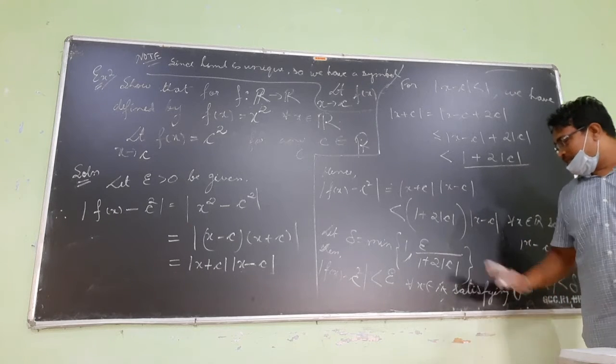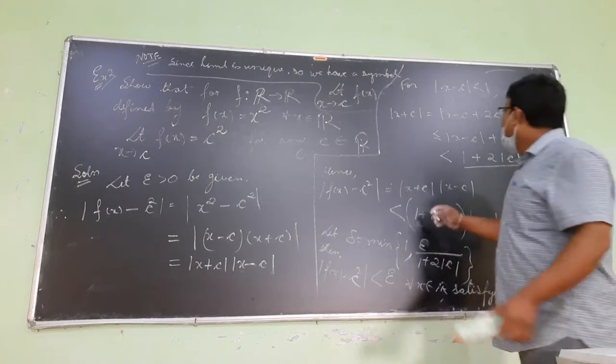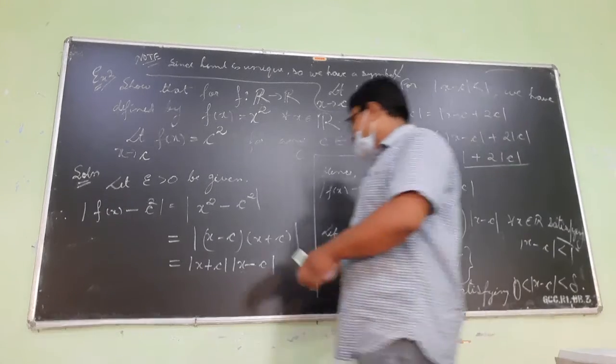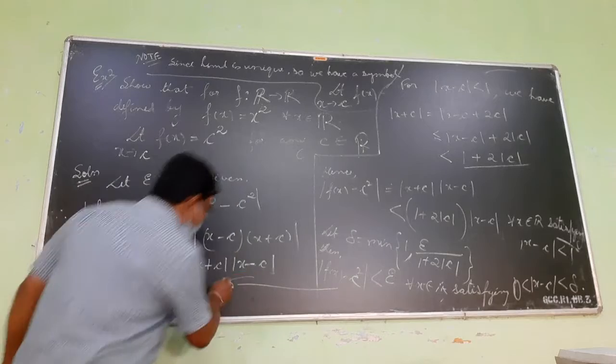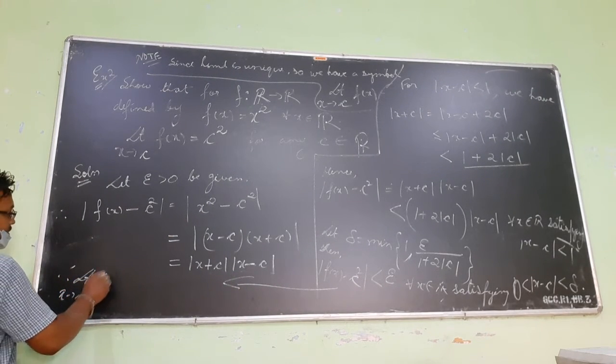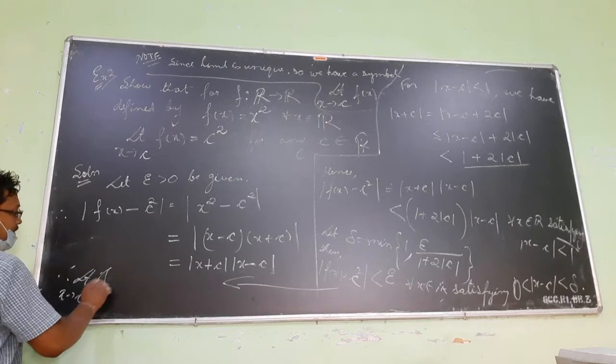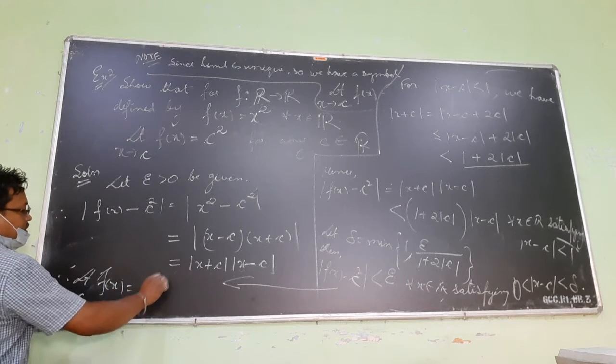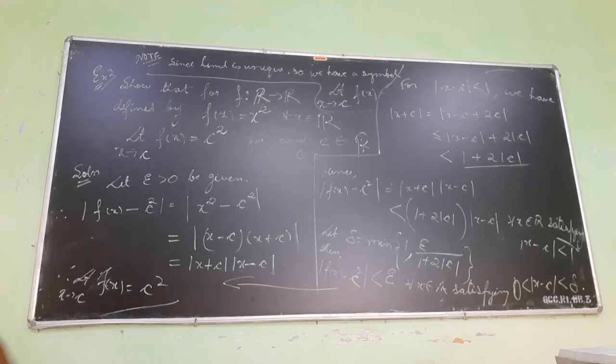So delta is minimum of this. Hence, from that, after this you can write: therefore, limit x tends to c of fx. So we have proved that limit x tends to c of x square is c square. Whatever be the domain, this is always true.